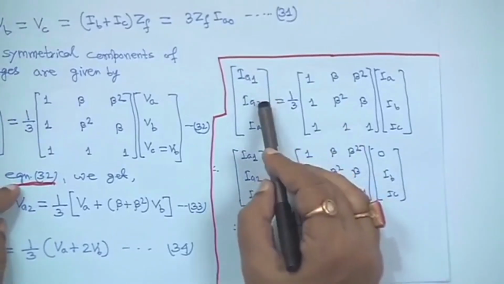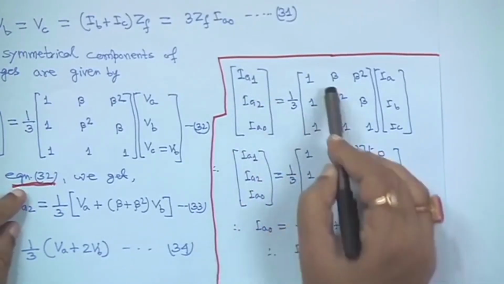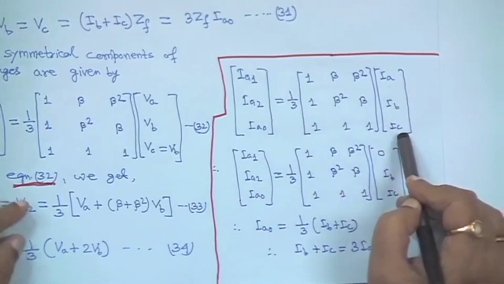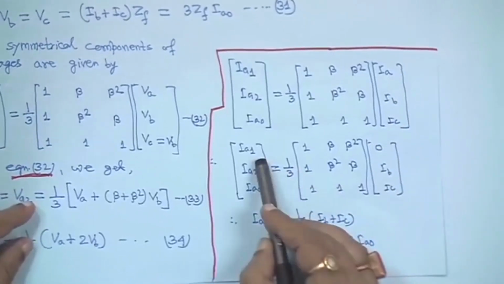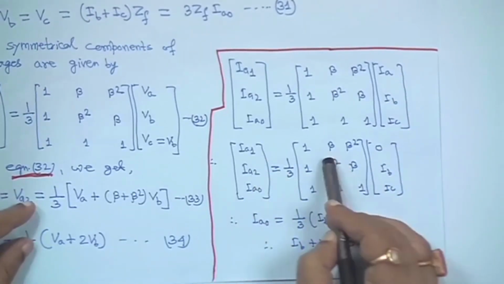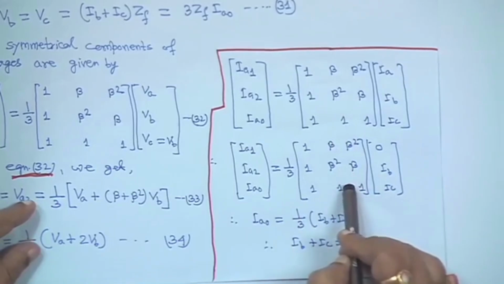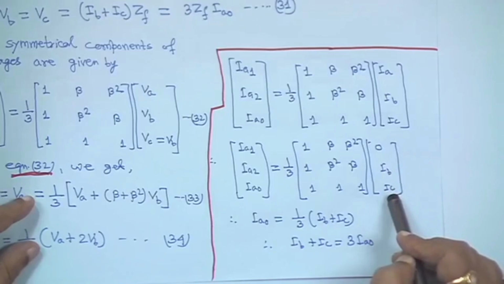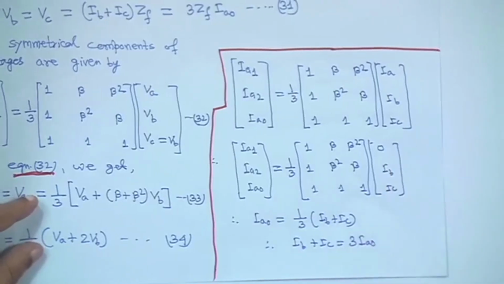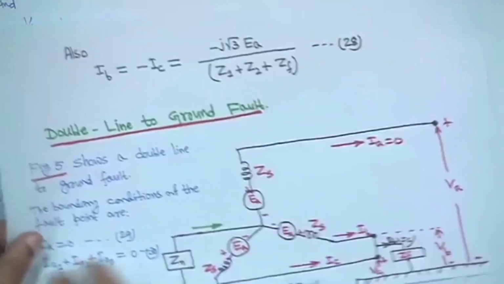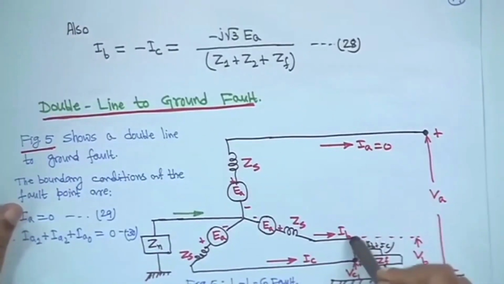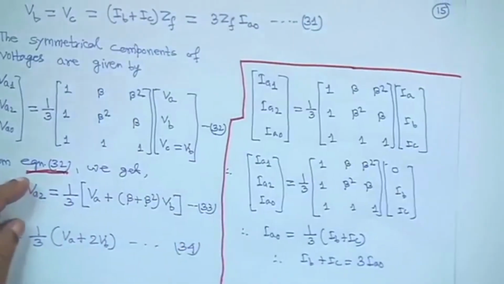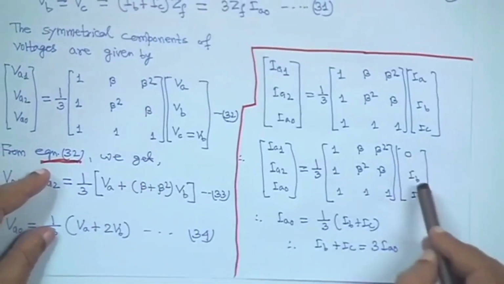I a 1, I a 2, I a 0 is equal to 1/3 times the matrix 1, beta, beta square; 1, beta square, beta; and 1, 1, 1, acting on I a, I b, I c. These are known to us. Here I a is equal to 0, and this is I b and this is I c, because the double line to ground fault has happened between phase B and C. So I a is equal to 0, and it is I b, I c.